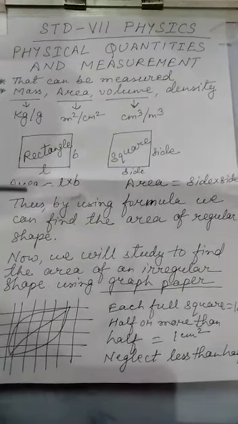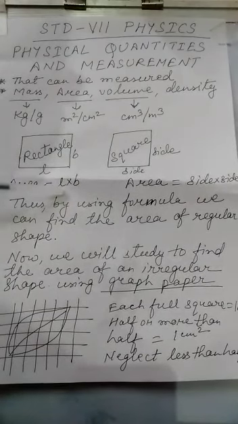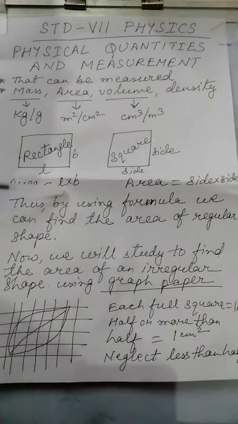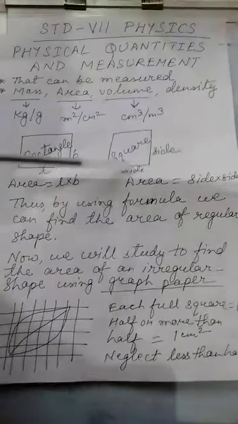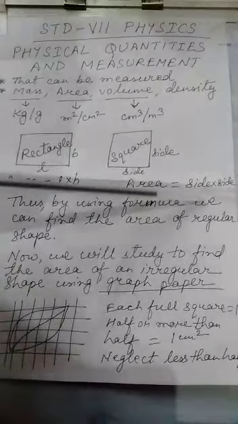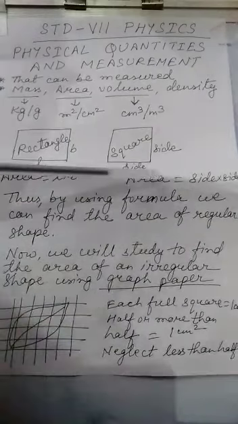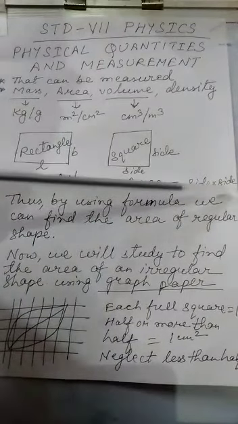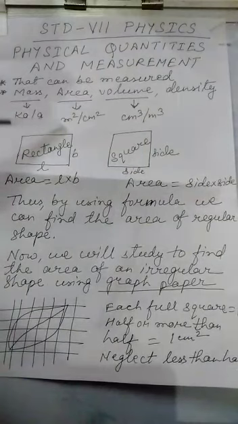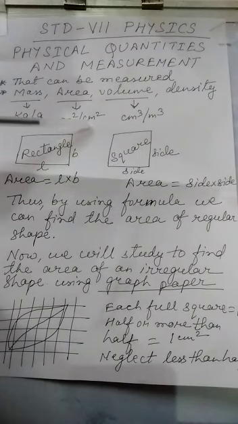So it is the multiplication of two dimensions, either in centimeters or in meters or in some other bigger or smaller units. Square has all sides equal, so the area of a square can be taken out as side into side, that is equal to side square. So area can be measured in terms of meter square or centimeter square or some bigger or smaller units.